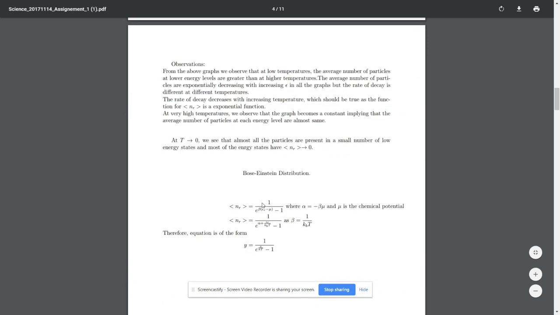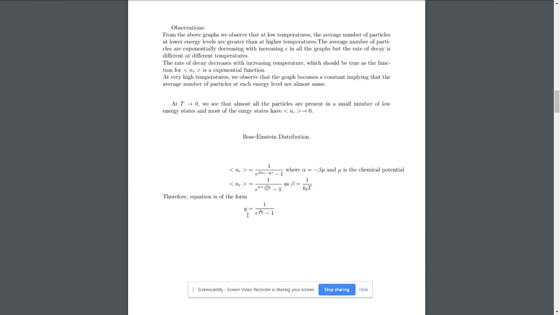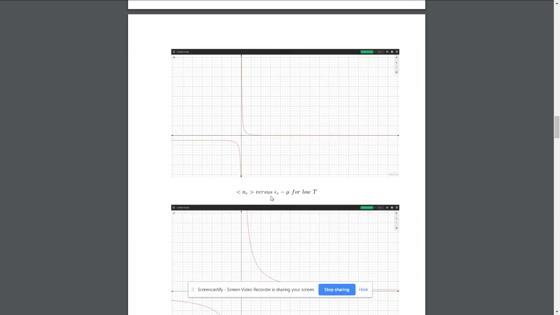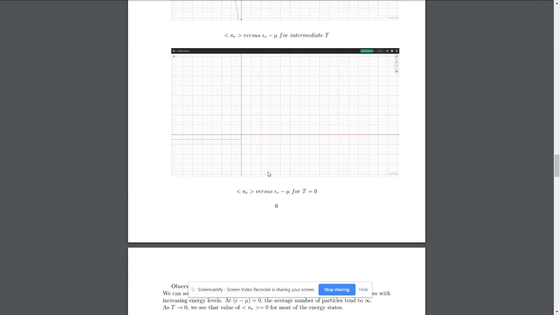Now we'll move on to the Bose-Einstein distribution. The Bose-Einstein distribution is given by this formula, which can be further simplified to get the form y equal to 1 by e power x by kT minus 1. We observe one thing: at x equal to 0, this term goes to infinity. So we get a graph like this at low temperature, high temperature, intermediate temperature, and for T equal to 0.